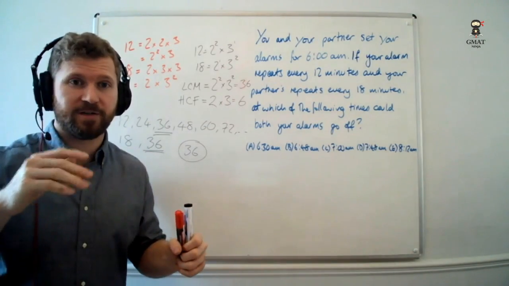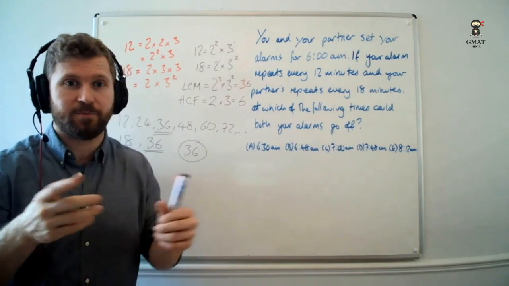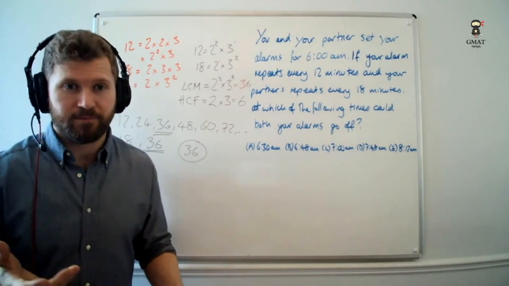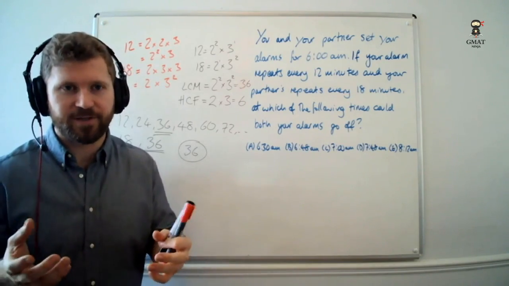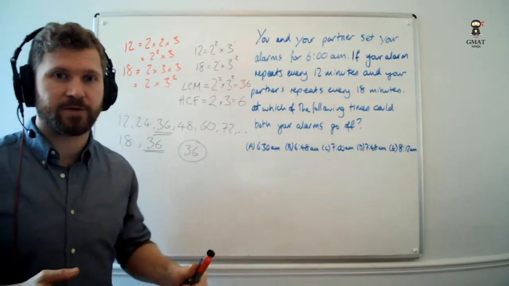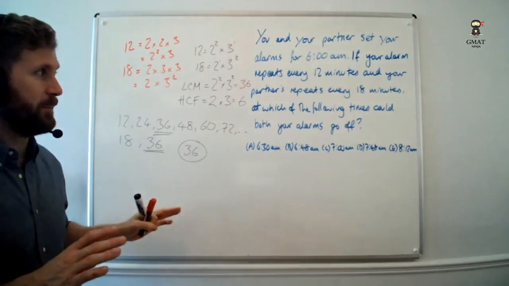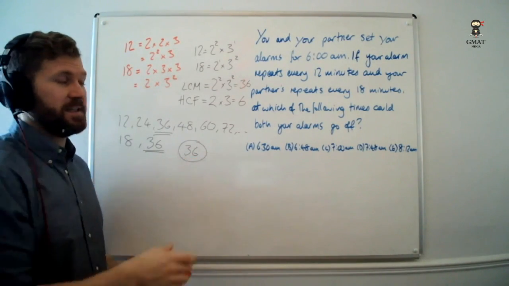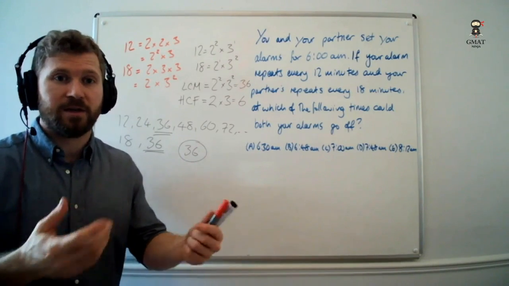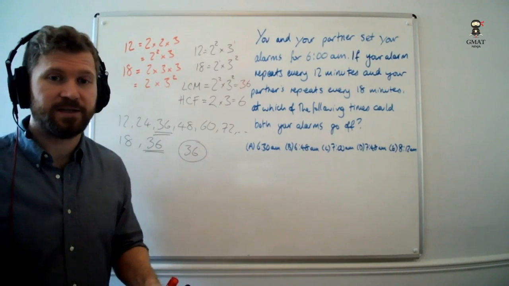Line them up on top of each other, find the highest power of each prime factor, multiply those highest powers together. That'll give you the lowest common multiple. When you've got 3 numbers, doing it the formal way is probably the quick way. Now, to come back to this question, the lowest common multiple of 12 and 18 is going to be 36. So the alarm is going to go off every 36 minutes.